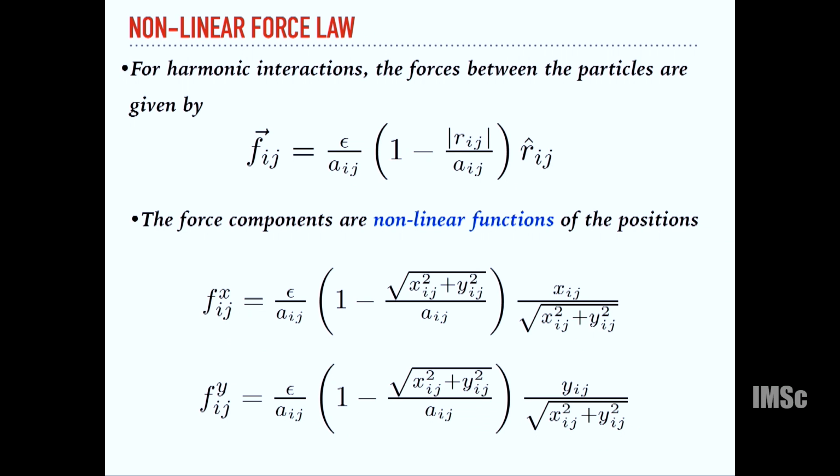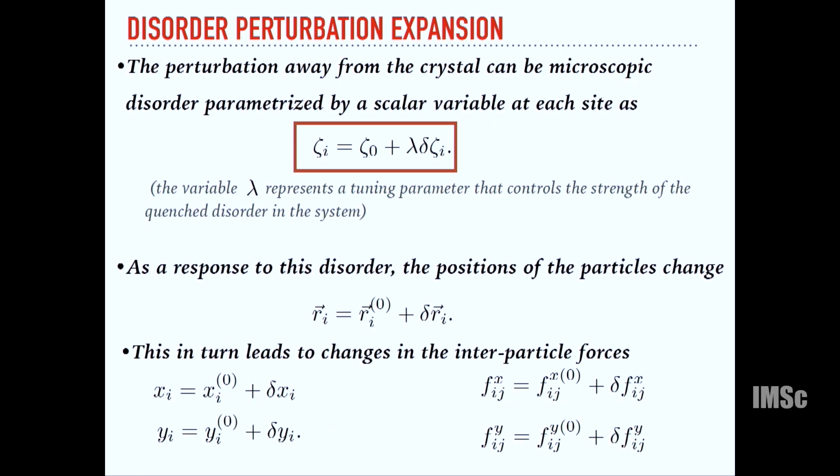So it looks linear here, but if you were to write it down in the xy coordinates, which is the only democratic coordinate for all the particles, you would actually end up with Fijx and Fijy having this extremely non-linear looking function.